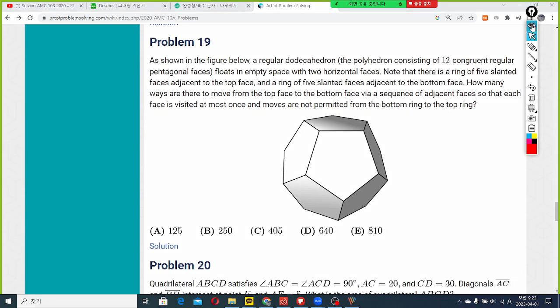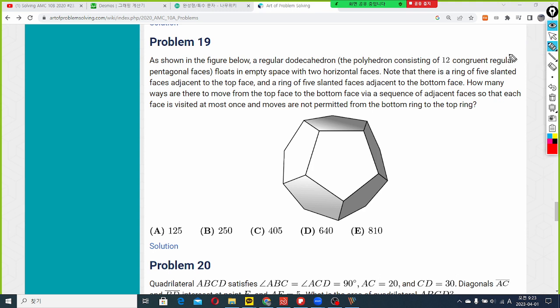And in number 19, let's say the ant is on the top face, and how many ways are possible for the ant to go down to the next face? 5. Yeah, 5. And then the ant can rotate around this. And how many ways are possible for the rotation? Like this. 2. Okay, so there are 5 faces surrounding this dodecahedron.